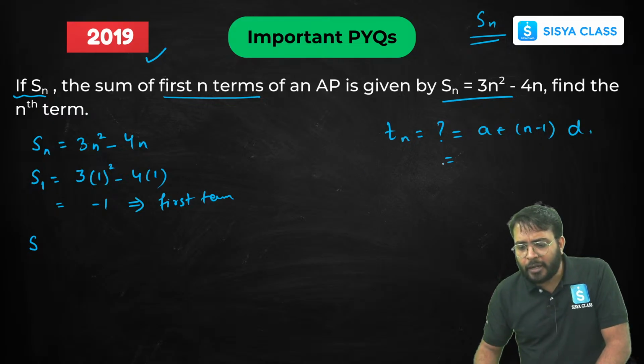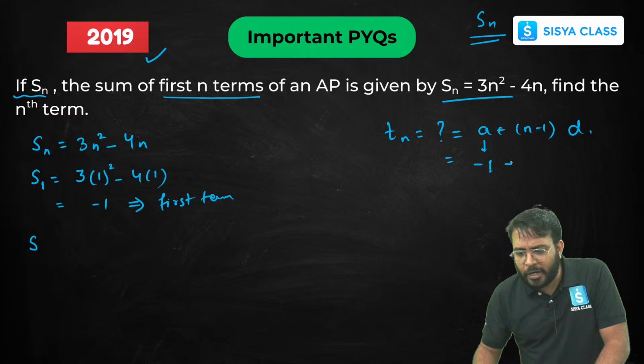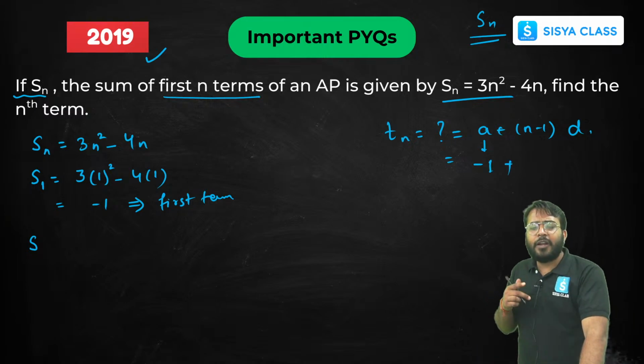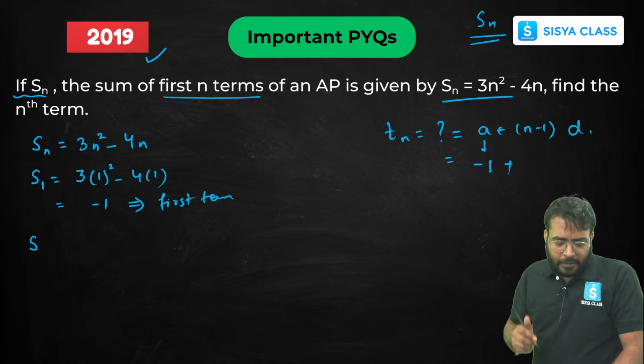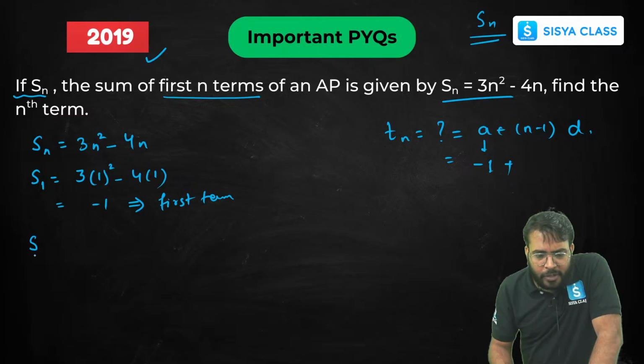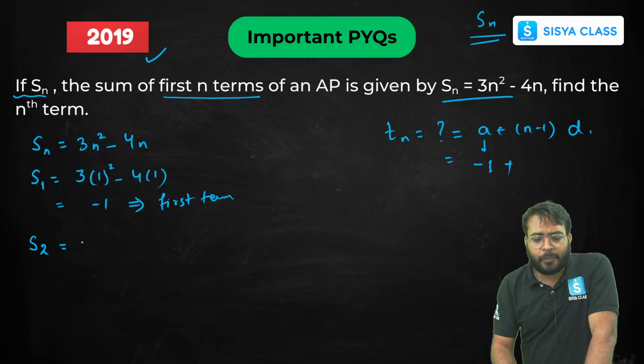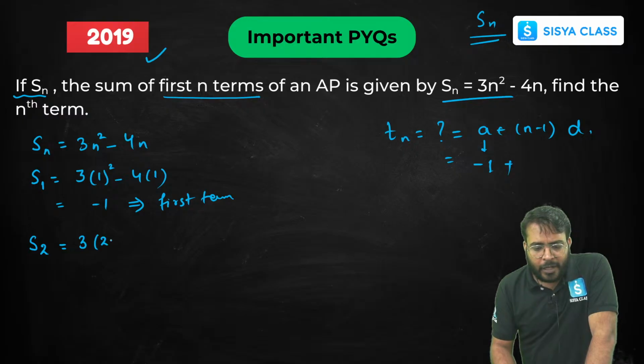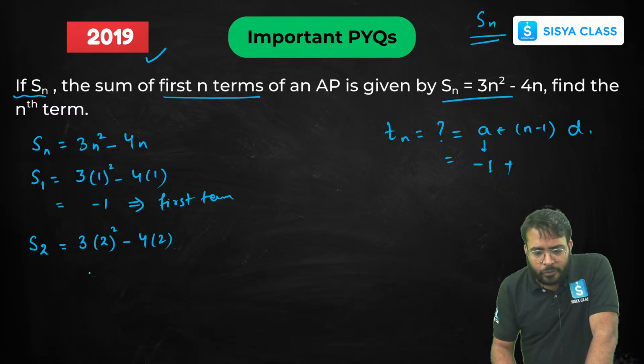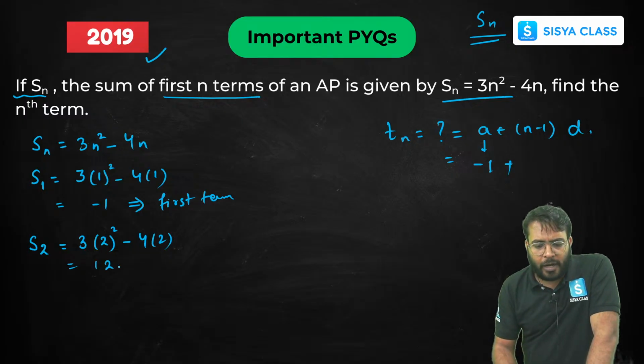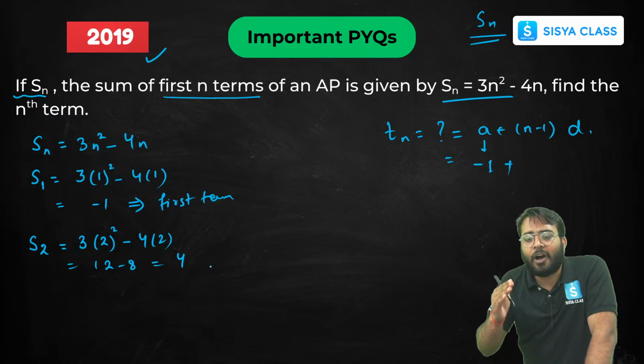I got the value of a. What is the value of a, beta? The value of a is -1. Okay, now what do we have to do? Now I need to just find out the value of d, that is common difference. How will you find the common difference, beta? First you will find the sum of two terms. What will the sum of two terms be? 3 into 2 square minus 4 into 2. So 2 into 2 is 4, 4 into 3 is 12, 12 minus 8, it is going to be beta 4. That means this is your sum of two terms.